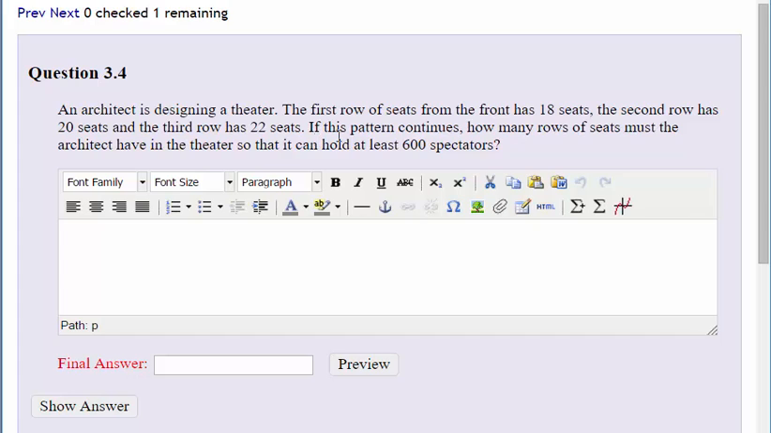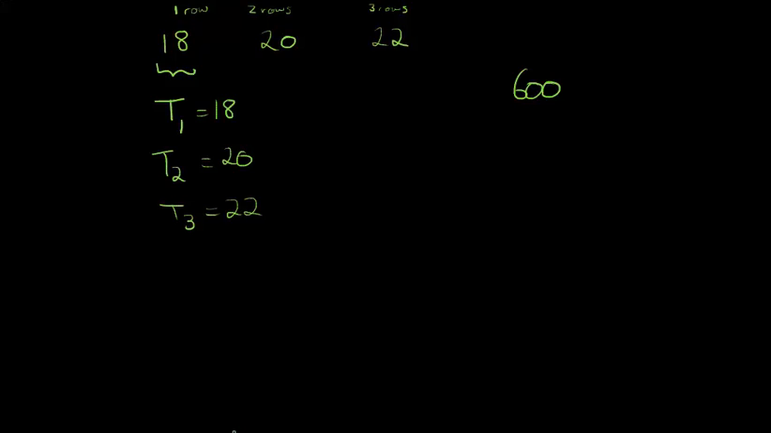He says, if this pattern continues, how many rows of seats must the architect have in the theater so that it can have at least 600 spectators? Oh, so 600 is not Tn, it's the n in this case? No, listen. It is Tn. Look.